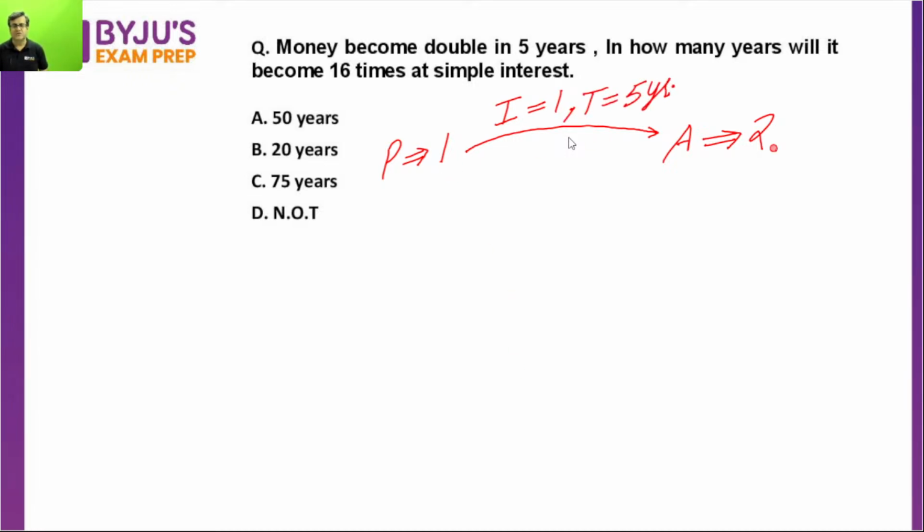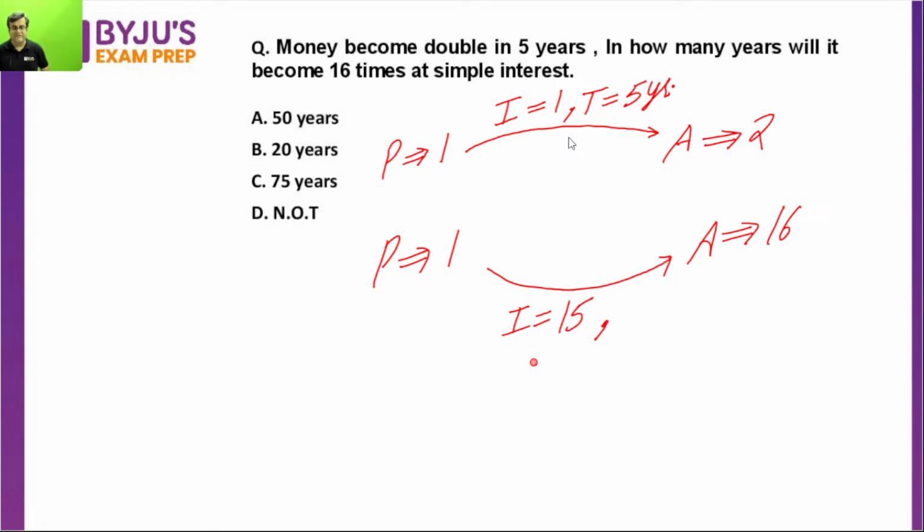Principal is 1, amount is 2. So interest is 1. Definitely 1 rupee deposited, 1 lakh deposited, I will get 2 lakh. So 1 lakh is the interest. So what about time? Time is 5 years. So principal is 1. Amount will be how much? Amount is 16. 16 times. Principal becomes 16 times. So 16 times mean to say interest will be 15.